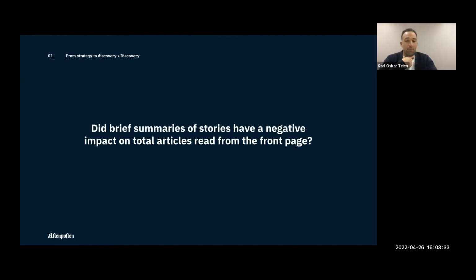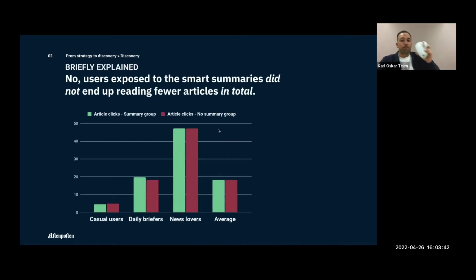for users who are exposed to these summaries, do they read fewer articles? So this is what we found. We found that they didn't end up reading fewer articles in total. They actually read slightly more articles. If you look especially at daily briefers, we saw that they read slightly more articles when they were exposed to these brief summaries. So this just shows, I think, that we need to keep an eye on these things.